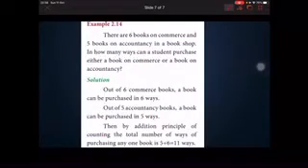For the 14th example, there are 6 books on commerce and 5 books on accountancy in a bookshop. In how many ways can a student purchase either a book on commerce or a book on accountancy? Okay, so out of 6 commerce books, a book can be purchased in 6 ways. Similarly, out of 5 accountancy books, a book can be purchased in 5 ways.